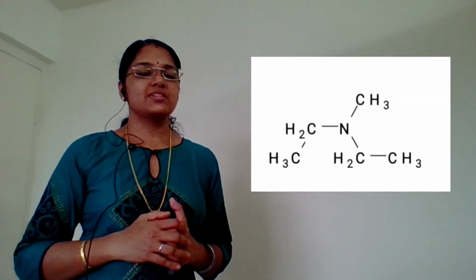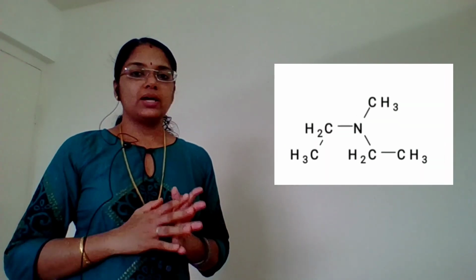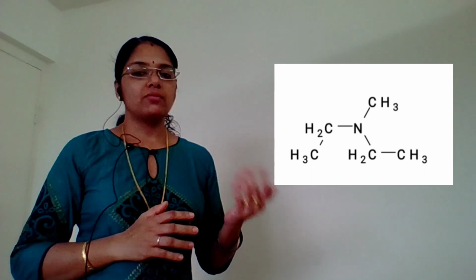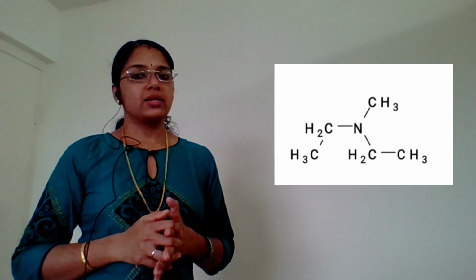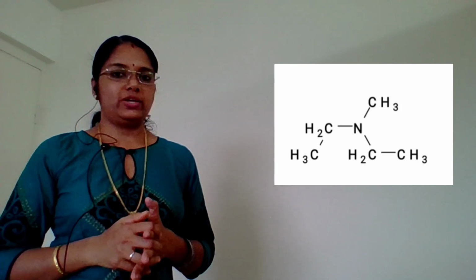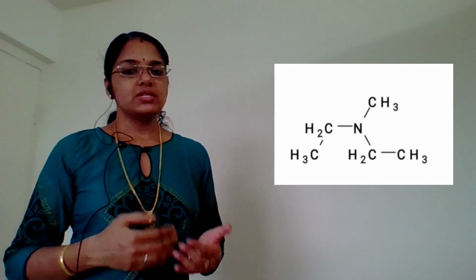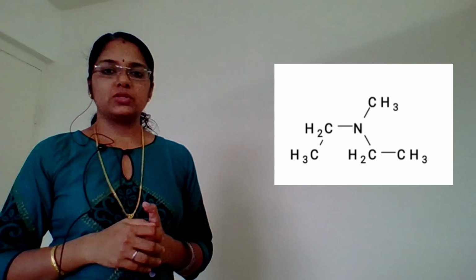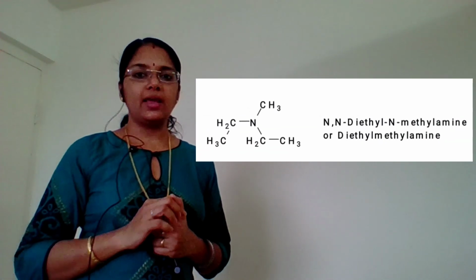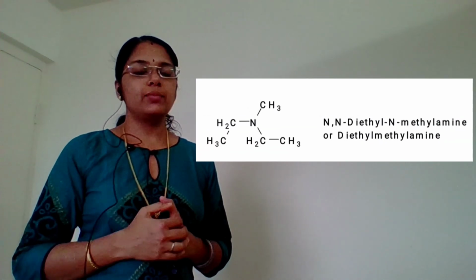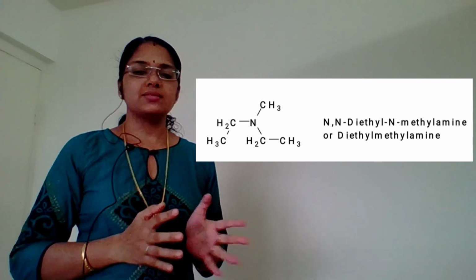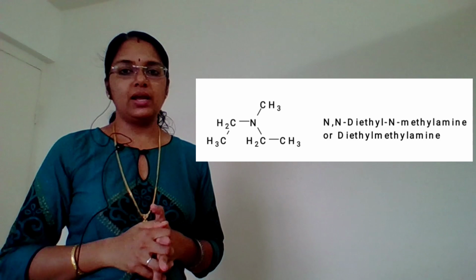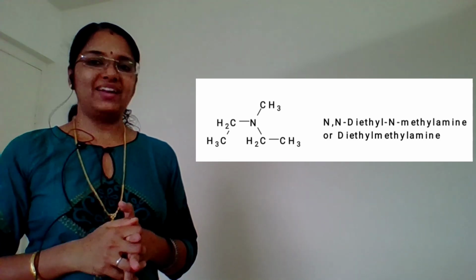Consider the next structure. Here there are two ethyl groups attached to the nitrogen atom and another, which is a methyl group. Again we have to consider the alkyl groups in alphabetical order. So ethyl will come first, then methyl. So we can name it as N,N-diethyl N-methyl amine as its common name, or simply diethyl methyl amine.